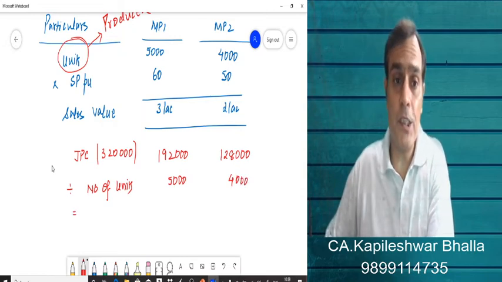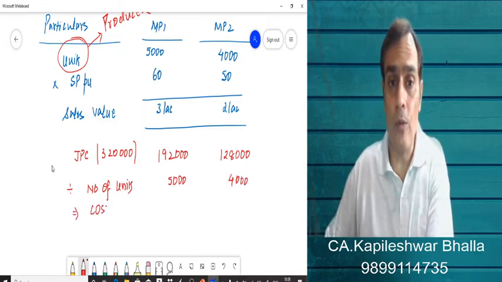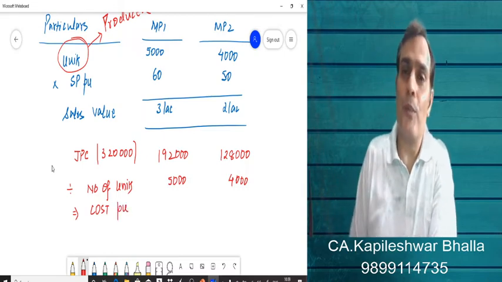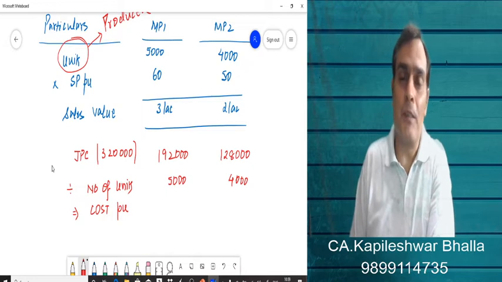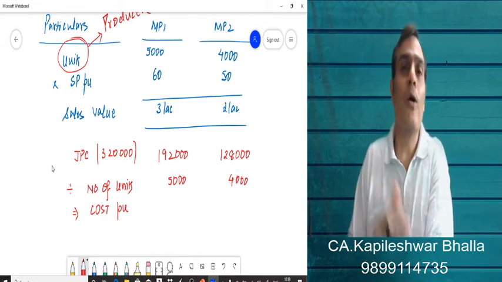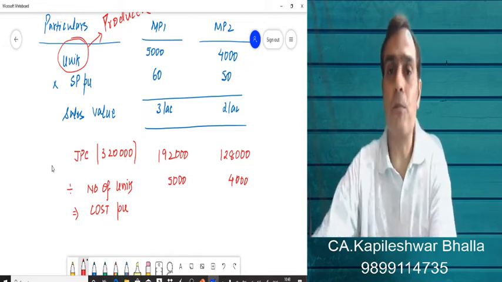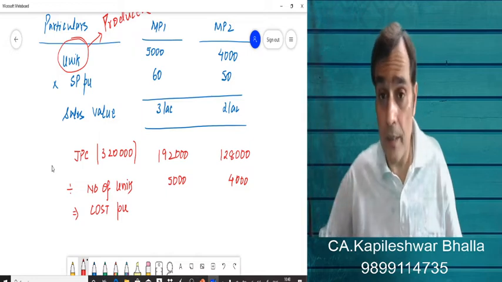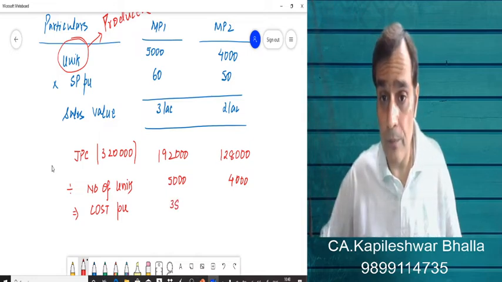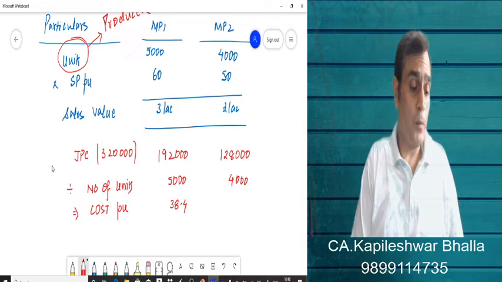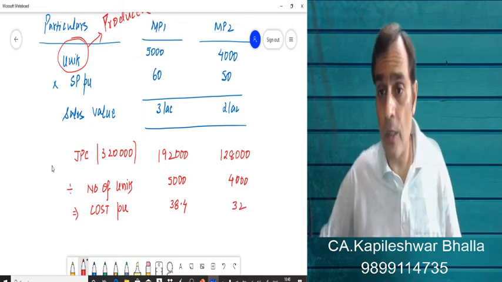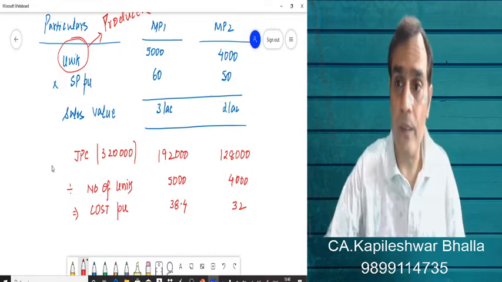And on this basis, we can calculate the cost on a per unit basis. And I think once you get the cost per unit, my job is now pretty simple because all I need to do is multiply the cost per unit into the closing inventory and get the stock valuation. So the cost per unit comes to 38.4 and the cost per unit out here works out at 32. So now with this, we can easily calculate the closing stock.